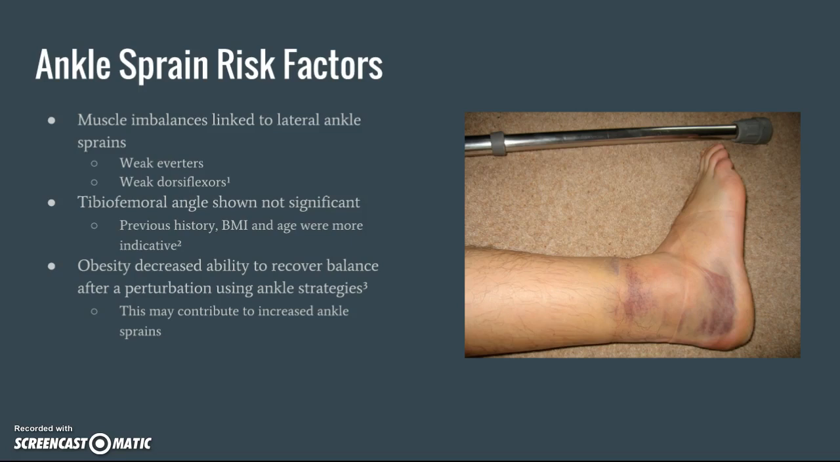Some other interesting things. In one study, they showed that the tibiofemoral angle did not really predict ankle sprains. So if you have a varus or valgus deformity at the knee, that doesn't necessarily set you up for ankle sprain injuries. In that study, they found that previous history of ankle sprains, your body mass, how large you were, and how old you were were actually more predictive of ankle sprains. And then in another study that we looked at, obesity tends to decrease the amount of proprioception that you have. So it's harder to come back to your normal balance after you've suffered a perturbation.